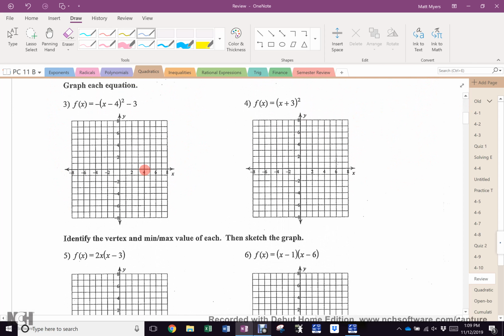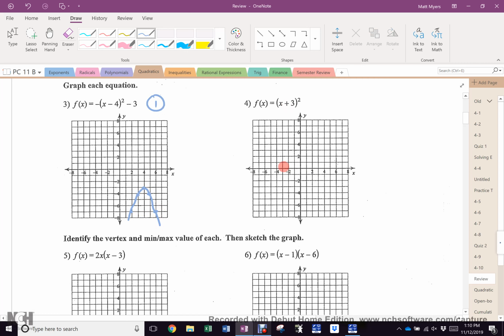Graph each equation. 4, negative 3. No stretch factor, but it's negative. So over 1, down 1, over 1, down 1, over 2, down 4. I went too far there. 1, 2, 3, 4. No, I didn't. I went just the right amount. 1, 2, 3, 4. There. 1 mark because you're only graphing a picture.